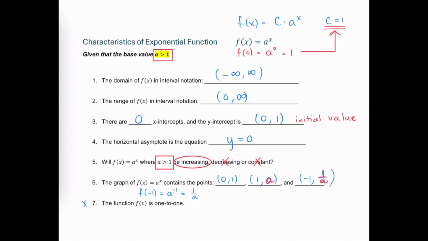These two ordered pairs will be on our graph. We also want to make note of the fact that this exponential function does pass the horizontal line test, and therefore it is going to be a function that's 1 to 1.